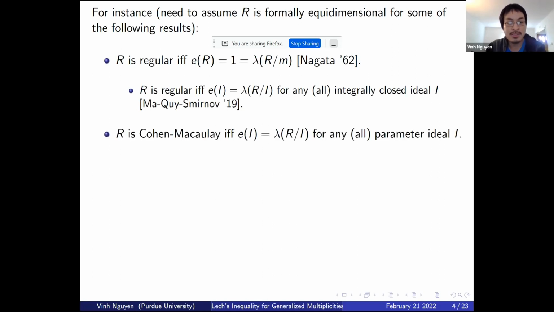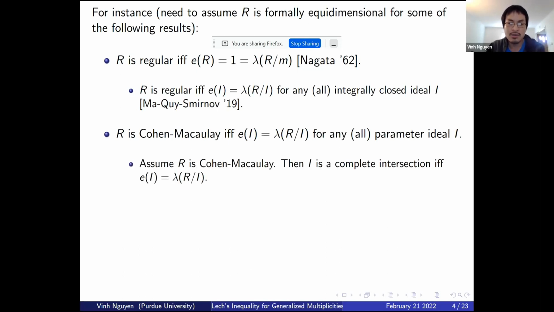Okay, so there's another well-known result, which is a characterization of Cohen-Macaulayness. A ring is Cohen-Macaulay if and only if the multiplicity of parameter ideals equals its colength. So also, while we're in a Cohen-Macaulay case, we can also characterize whether or not I is a complete intersection based on, again, the equality of multiplicity and colength.